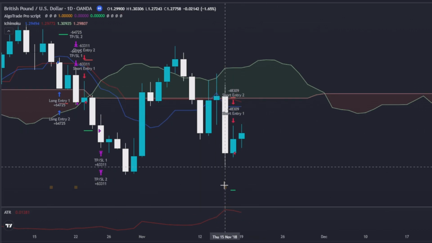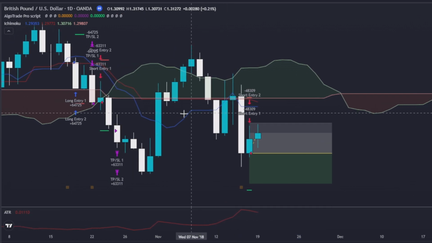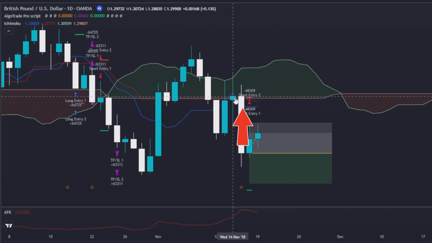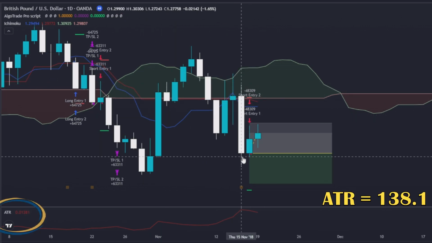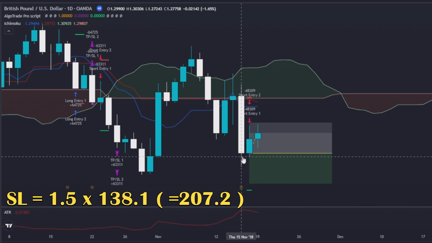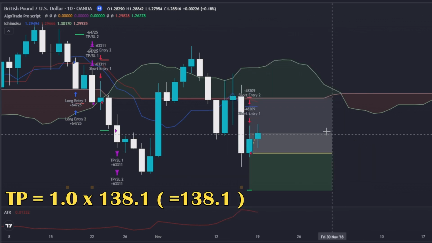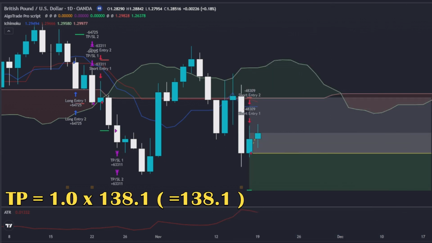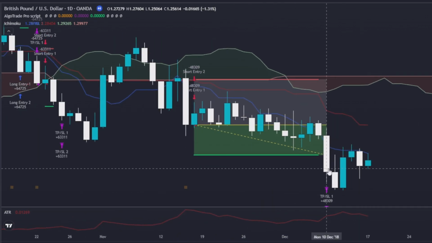The algo considered the entry point after the closure of the signal candle given by the indicator, the conversion line crossed under the baseline and the price is under the cloud. The stop loss value is 1.5 times the ATR pip value, in this case 1.5 times 138.1, which is 207.2 pips, and for the take profit the value is 1 times the ATR pip value, so 138.1 pips. This trade will be a profitable one too, the take profit was hit here.